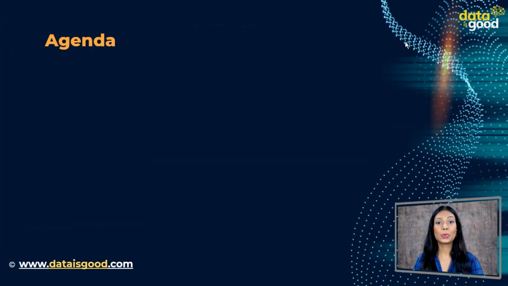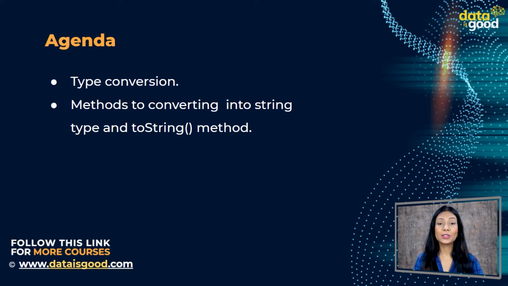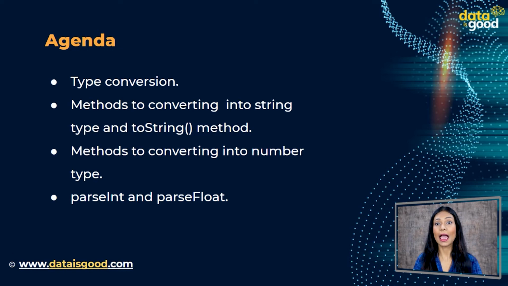But before we get started, let us see the agenda of this session. At first, we will see what exactly a type conversion is. Then ways to convert into string type. Then toString method with example. Our second way would be converting to number type, parseInt and parseFloat methods. And at the end, there would be an assignment for you. So without wasting any more time, let us get started.